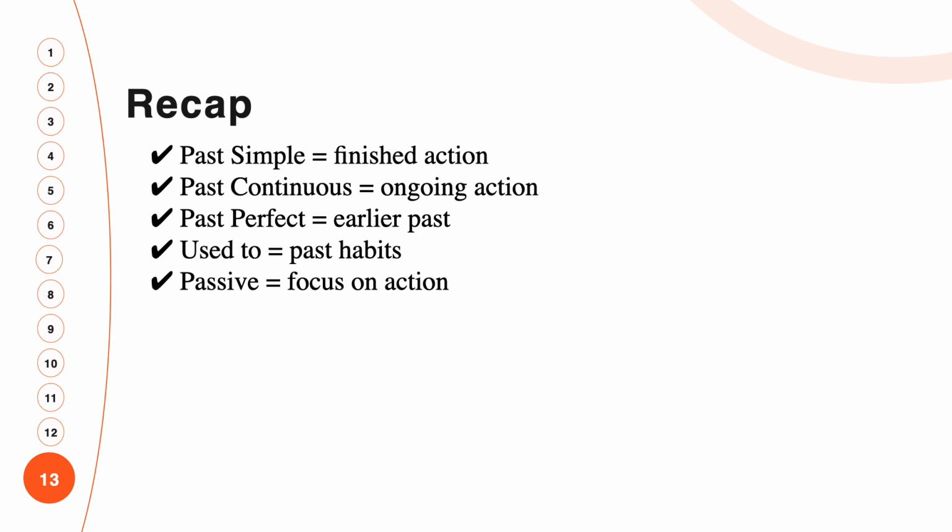So past simple shows us the finished action. Past continuous shows us the action which is still going or is still in action. Past perfect is an action which happened earlier in the past. Used to shows the past habit of someone, and passive focuses on an action.